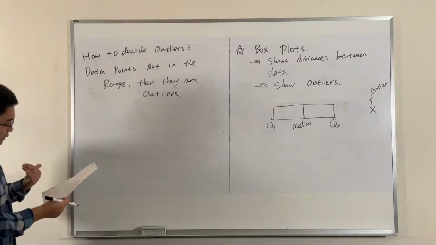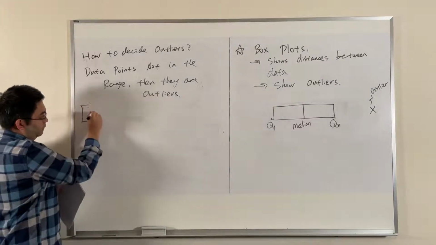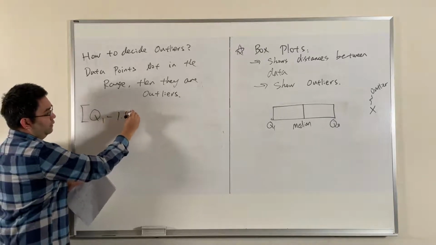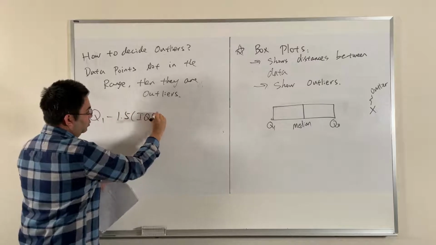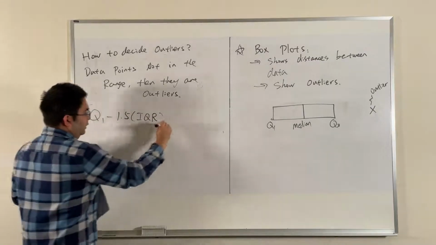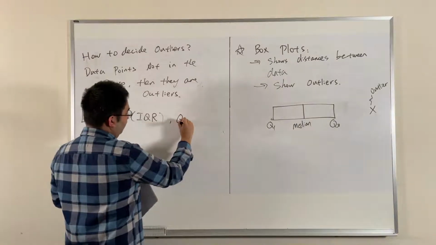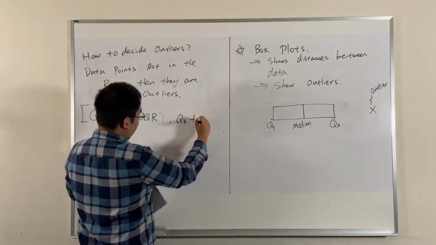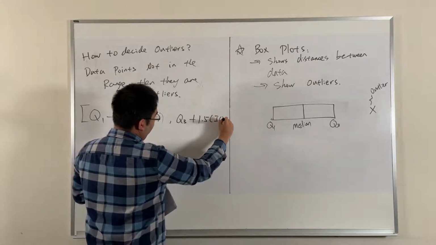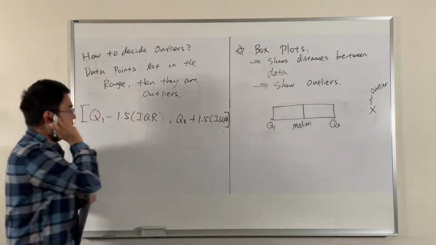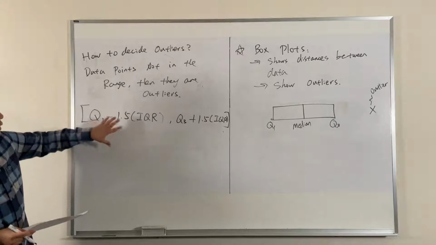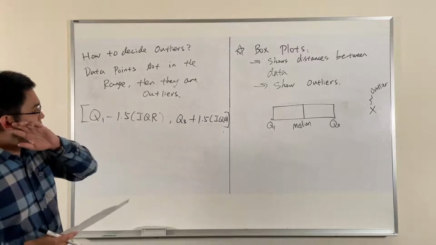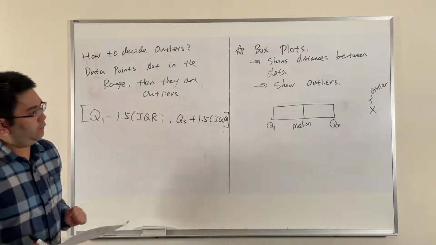And what's the range? The range is your first quartile, Q1, minus 1.5 times your interquartile range. That's the left, and then the right is your Q3 plus 1.5 times your IQR. So if a data point is not in this range, then it's an outlier. How are you going to show it on the plot?